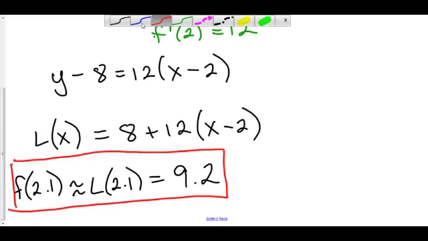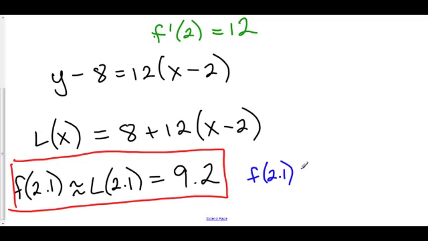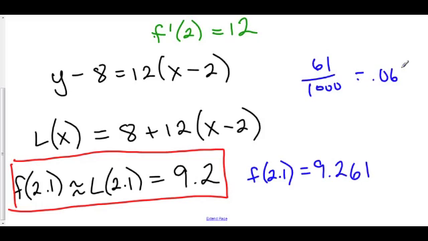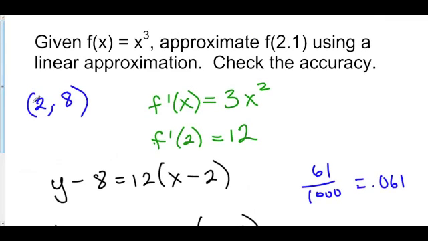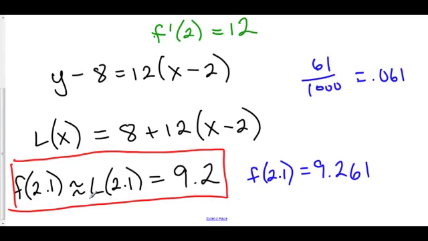And as it turns out, if you actually found f of 2.1, which is 2.1 cubed, it's 9.261. What this means is that our approximation, 9.2, is 0.061, 61 thousandths off. So our loss of accuracy is 61 over 1,000, which is not too bad actually, considering that this is all stuff that we could have done in our head on our desert island, if we should choose to do that. So here we have approximated 2.1 cubed by creating a tangent line centered at x equals 2, and by plugging in 2.1 into that tangent line and seeing what came out. And it turns out that our approximation is really quite close.